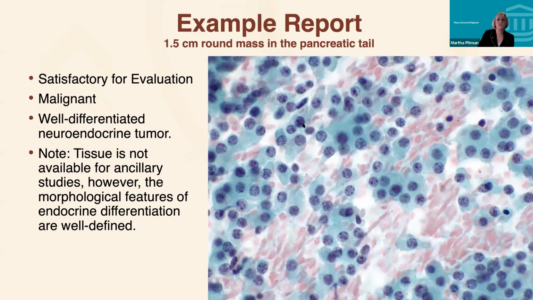So for example, a 1.5 centimeter round mass is in the pancreatic tail. Here, I'm going to call it definitively malignant and well differentiated, even though I don't have any tissue for ancillary studies. This morphology to me is absolutely diagnostic, and I'm willing to call it above the line that this is a well differentiated neuroendocrine tumor.